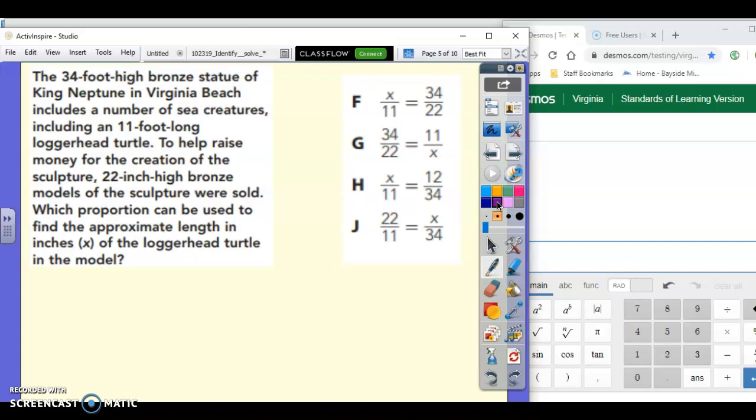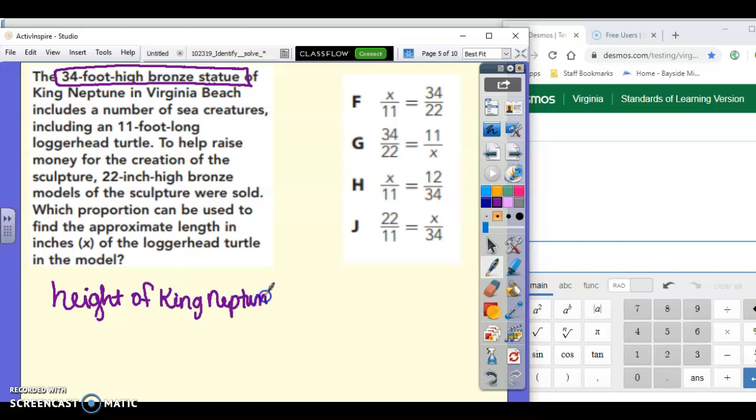So the 2 things that we're looking at is the height of the statue. So I'm going to use that as purple. So King Neptune is 34 foot high. So I'm going to write height of King Neptune. That's going to go on top for me.